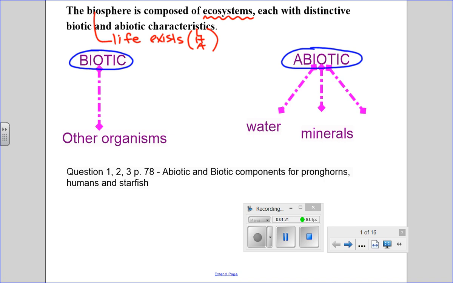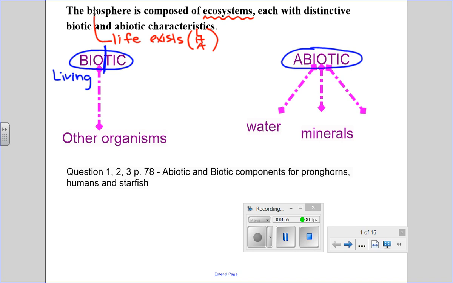Now, hopefully you recall that when bio is part of a word, it is referring to things that are living. So biotic factors or biotic characteristics would have to do with living organisms. So when I ask for a biotic characteristic of some organism's ecosystem, what I really mean is what are the other organisms that would exist in this same place.